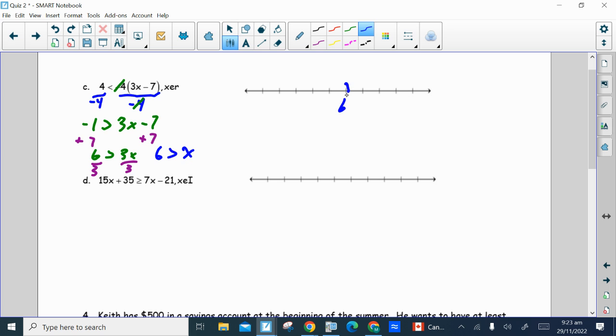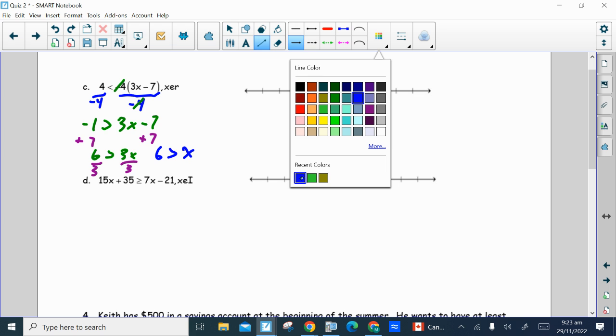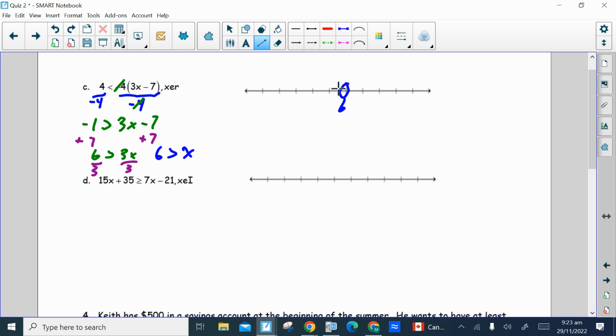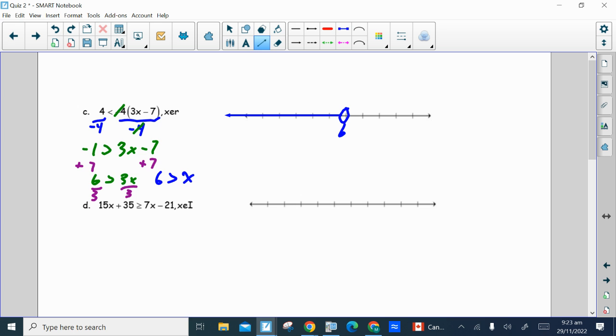Which means that the 6 is not included, so an open dot. Less than meaning the line goes to the left, and it is a line because it's real numbers. So there's the solution. And as I showed you before, you can check these still. If we use a real number less than 6, like 5. So let's check here.